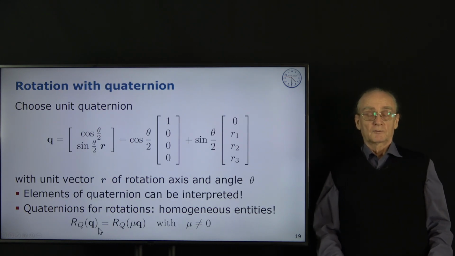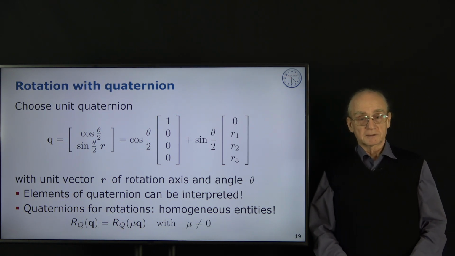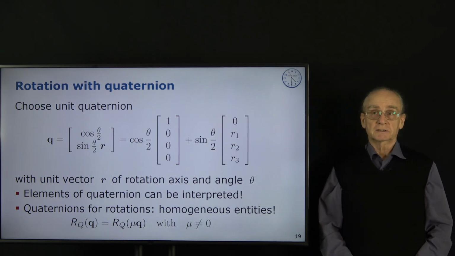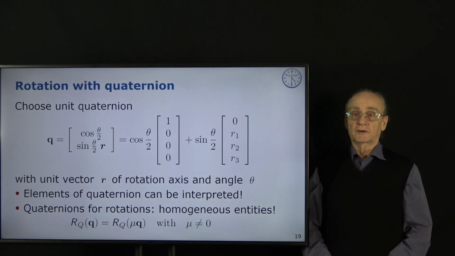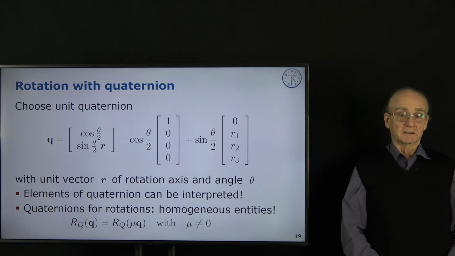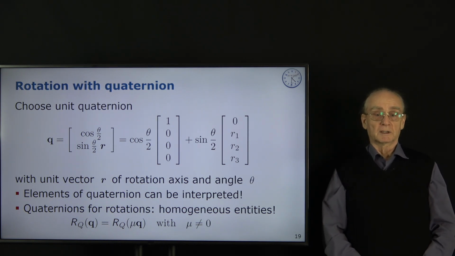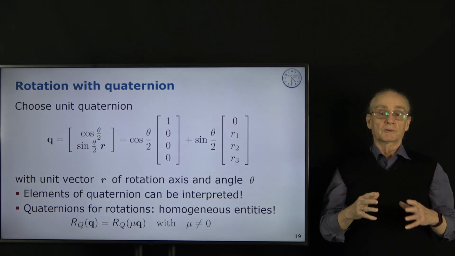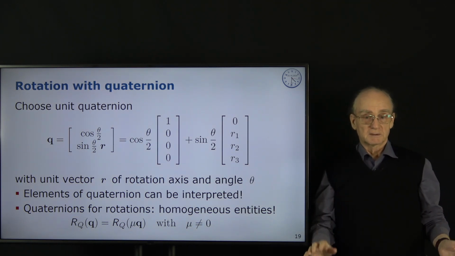So if we treat quaternions for representing rotations, quaternions are 4-vectors which are homogeneous. You remember, an entity is homogeneous if multiplication with an arbitrary factor, not 0, doesn't change the entity. The entity is a rotation, so if you multiply q with some arbitrary factor, it doesn't change the rotation. So whether we work with a unit vector or with an arbitrary vector, it doesn't matter.